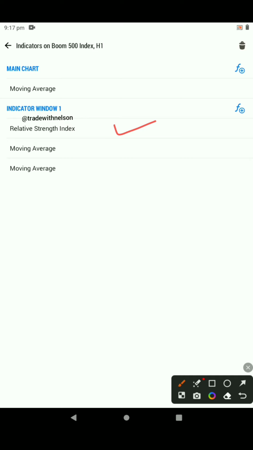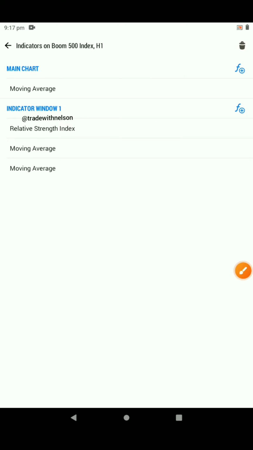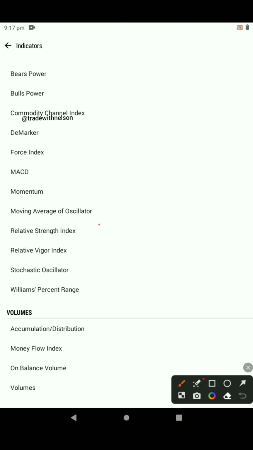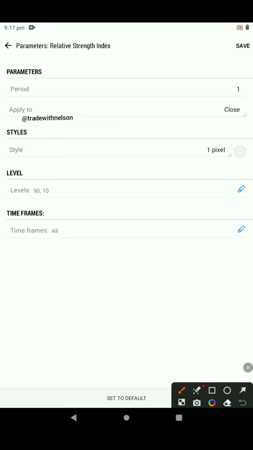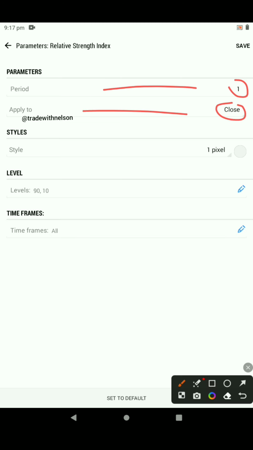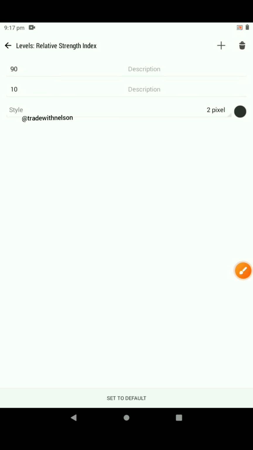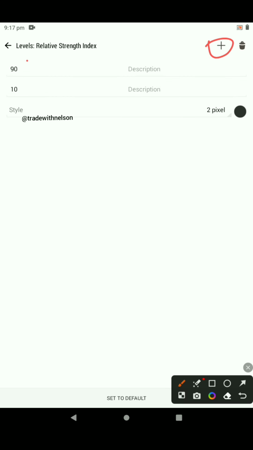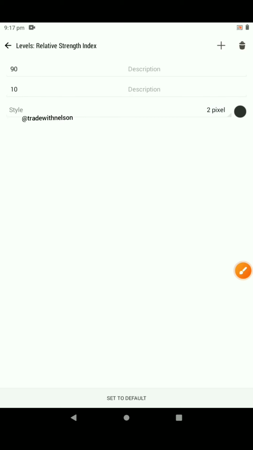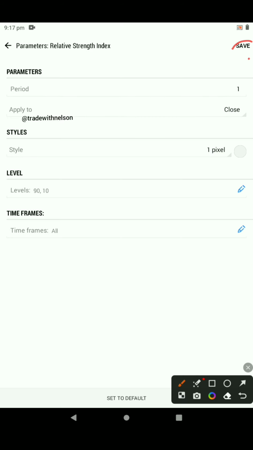For the relative strength index, click on the F icon on the main chart. Scroll down a bit. This is your RSI. Click on that. Make your period to be 1, apply to close, style to be 1 pixel, and select color of your background. If your background is black, you select black, and if it is white, you select white. So the levels is the most important thing that we need over here. Click on this pen icon to select level. Click on this add to add level, type 90 and 10. Your style, make it 2 pixel, and select color of your choice. Here I'm using black. After that, click on save.